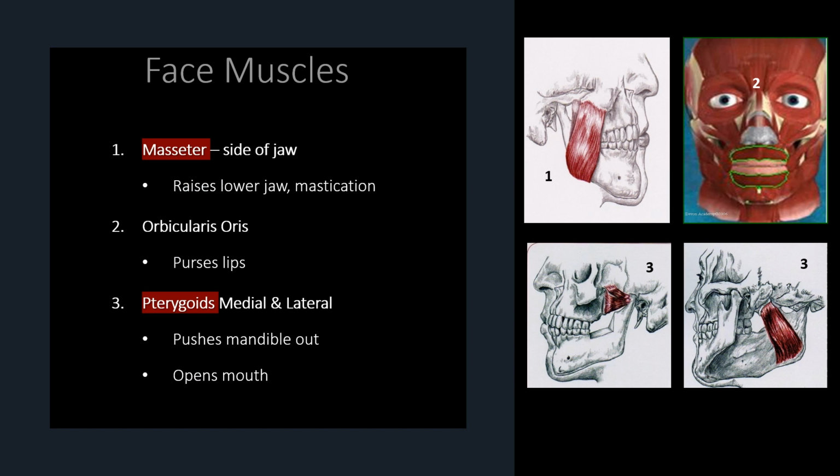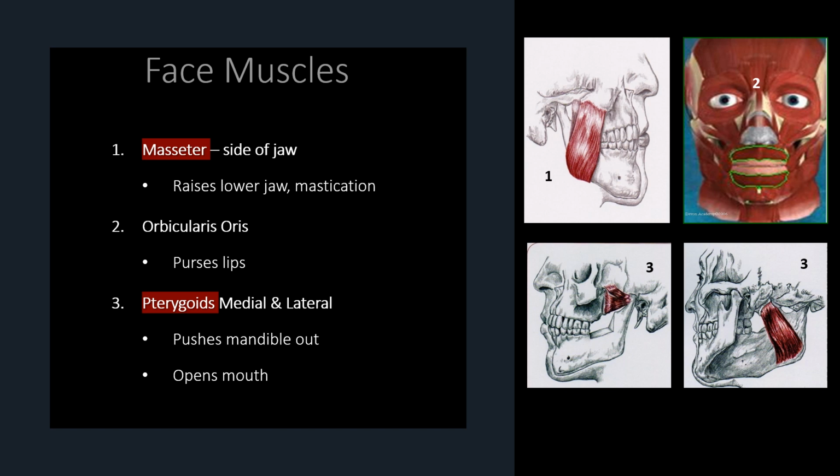So taking these face muscles in bite-sized chunks, we have 3 more. The masseter is on the cheeks, and the masseter helps in mastication. So mastication is the proper term for chewing. It raises the lower jaw. It's quite a big muscle, and that's the masseter for mastication.